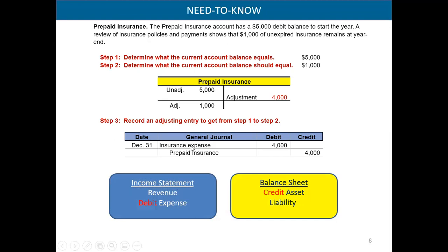Remember, expenses increase with the debit. So we're increasing the expense. We're increasing the part of the policies that has been used up or has expired with the passage of time, right? We're increasing the expense, what's been used, and then we're decreasing the asset. So when we do this adjusting entry, it's taking it from a balance of 5,000, then we adjust it for 4,000. Now we're at a balance of 1,000 like we should be, right?